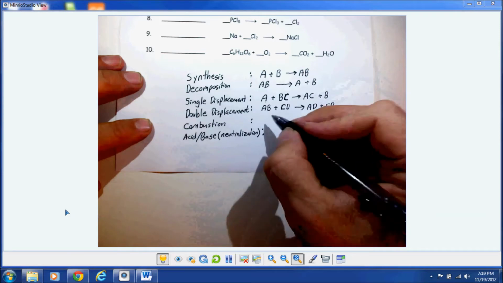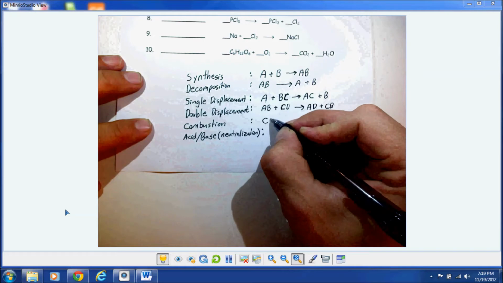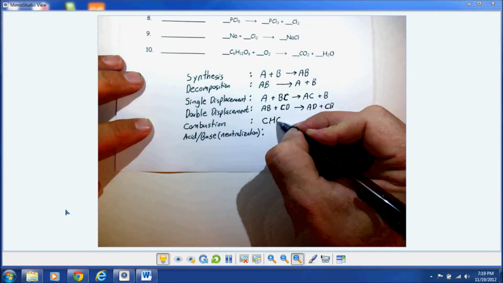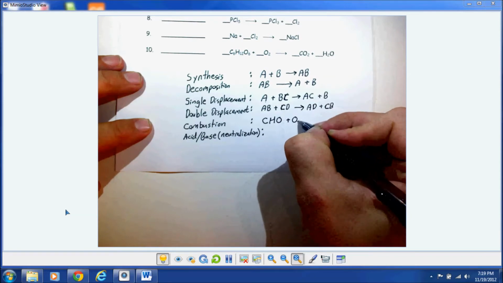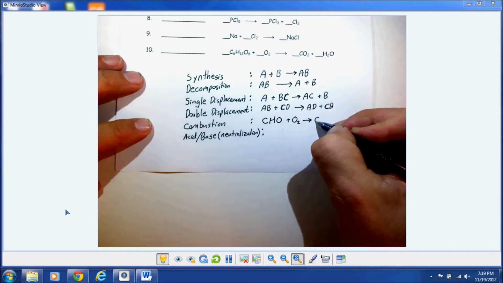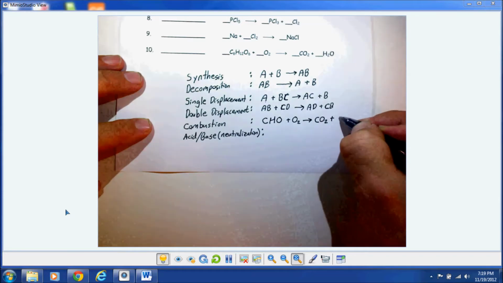In combustion, we have a hydrocarbon of some kind with some numbers of C's and H's, possibly some O's, and oxygen gas, and it reacts to form the products carbon dioxide, or CO2, and water.